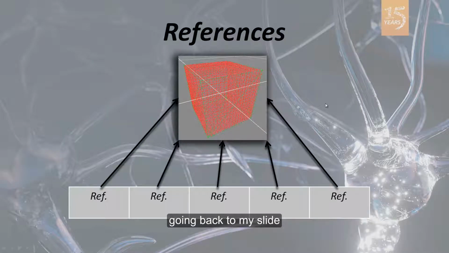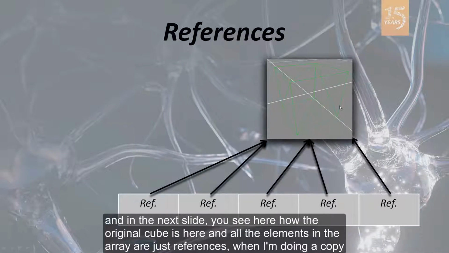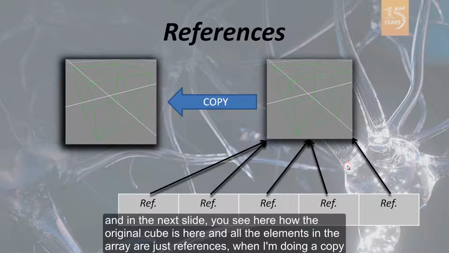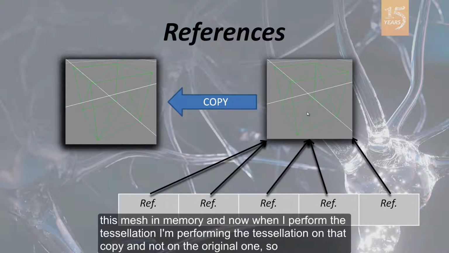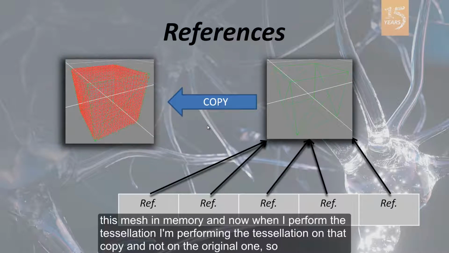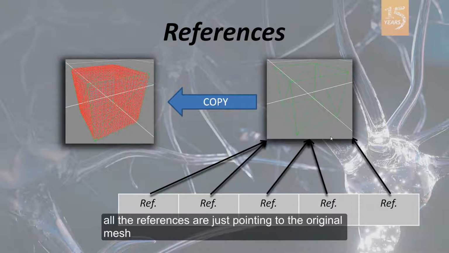Going back to my slide, in the next slide you see how the original cube is here and all the elements in the array are just references. When I am doing a copy, I am just duplicating this mesh in memory, and now when I perform the tessellation, I am performing it on that copy and not on the original one. So all the references are just pointing to the original mesh.